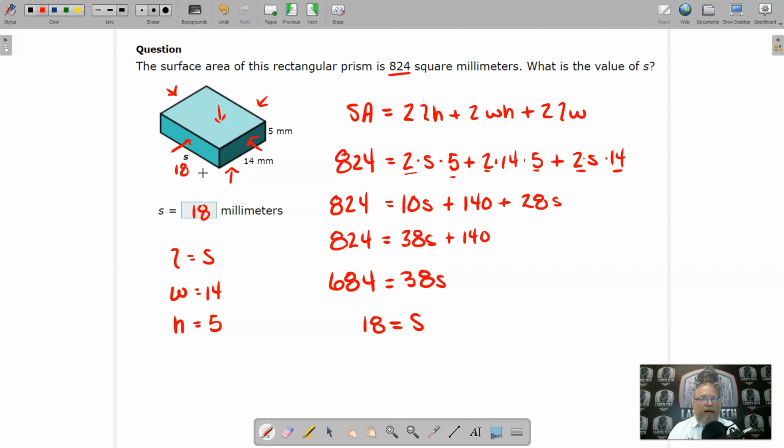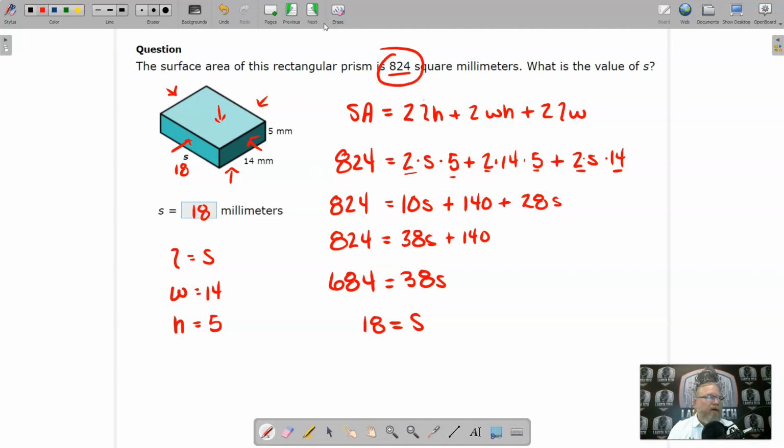And you could go ahead and check your answer and go backwards, work backwards, apply the formula in, and 2 times 18 times 5 plus 2 times 14 times 5 plus 2 times 14 by 18. And if you did all that and you come up with 824, then you know your answer is correct. So you can always go back, double check your work by plugging in the value that you got for that variable, and see if you would truly get back to the original surface area that you started with.